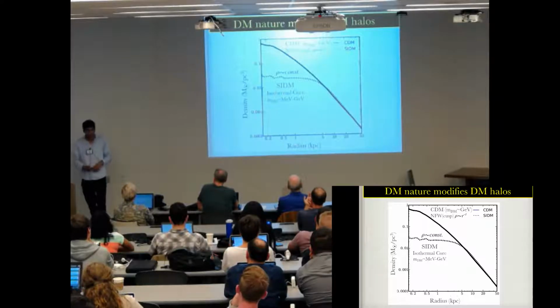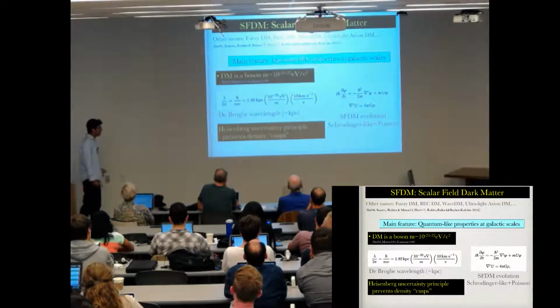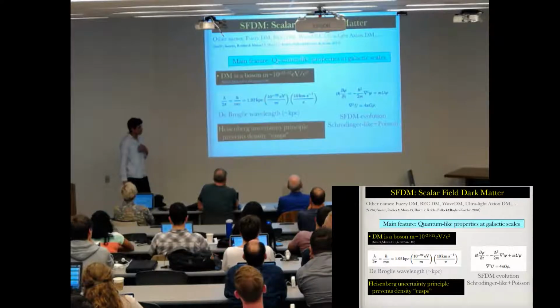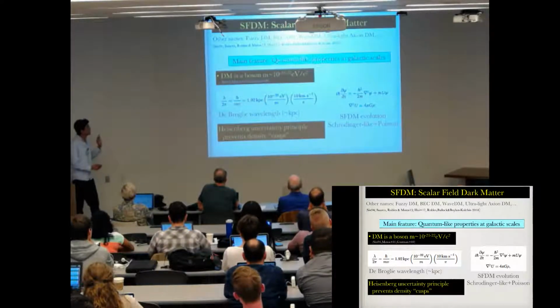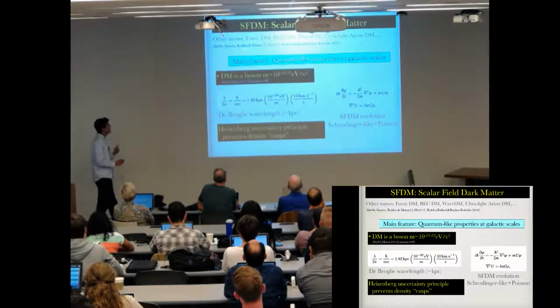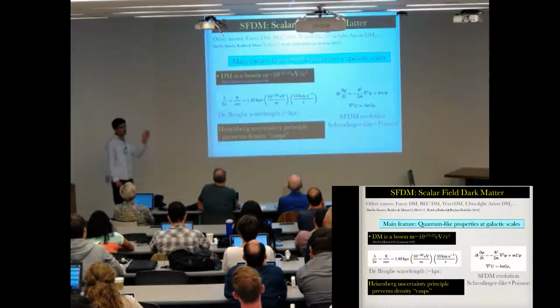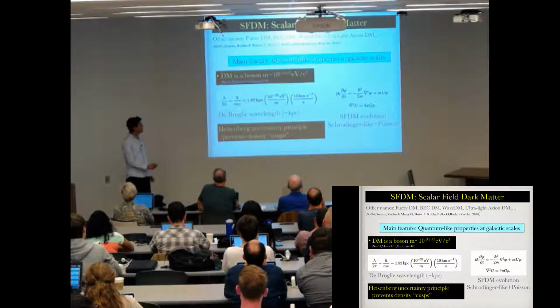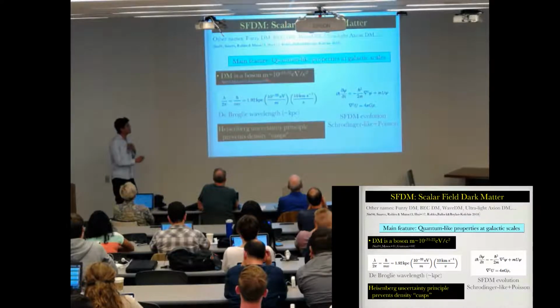But today I'm going to talk about scalar field dark matter, and I want to point out one of the main features of this model. First, I just want to say that scalar field dark matter has received different names throughout the literature, and you may find it as fuzzy dark matter, BEC dark matter, wave dark matter, but all of them have the same idea, and it's basically the same model.